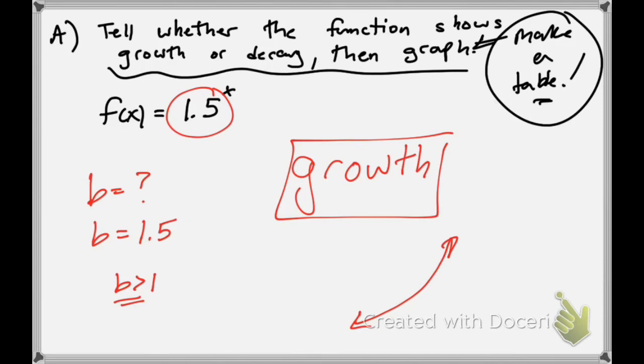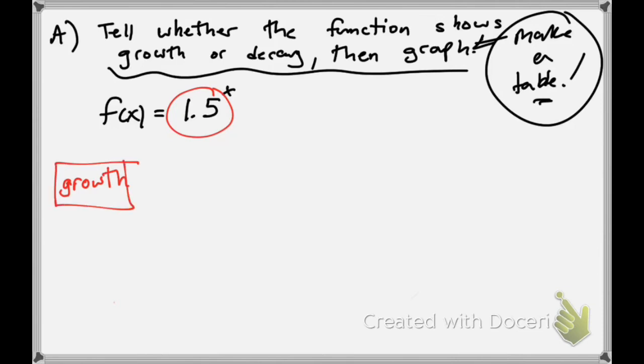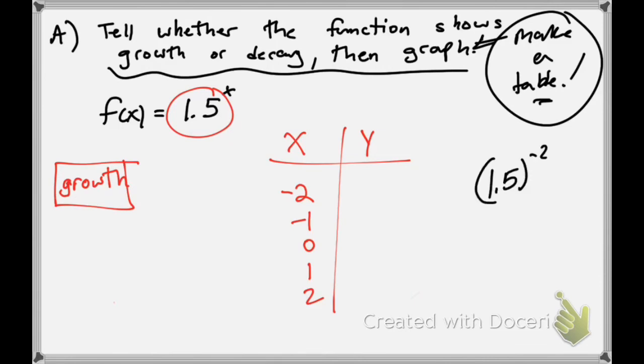Well, to graph this, let me erase some of this. We're going to make an xy table. So I do know I have growth. Again, start with -2, -1, 0, 1, and 2. So if I plug in -2 for x, I'm going to get 1.5 raised to -2. This would be what y equals. That means y is equal to 1 over 1.5 squared. Well, that gives me, if I convert to decimal, 0.4.